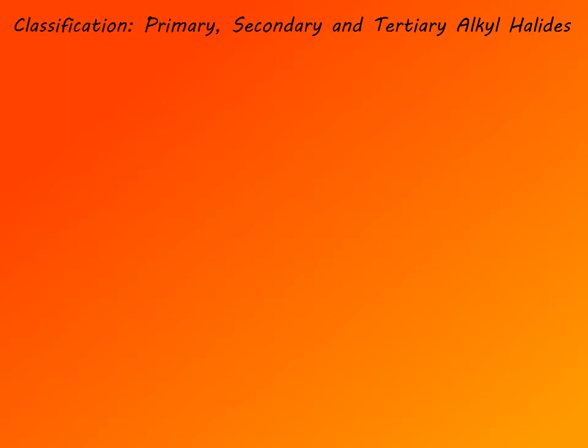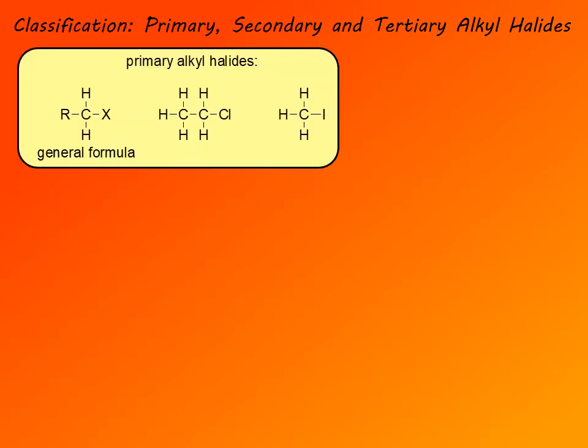Classification of alkyl halides is according to degree of substitution of carbon atom that is bonded to halogen. So they are classified as primary, secondary, or tertiary alkyl halides. Primary alkyl halide has carbon atom that is attached to halogen bonded to only one other carbon atom. So here are two examples of primary alkyl halides. Note that methyl group in which carbon is not bonded to any other carbon atom is also classified as primary.